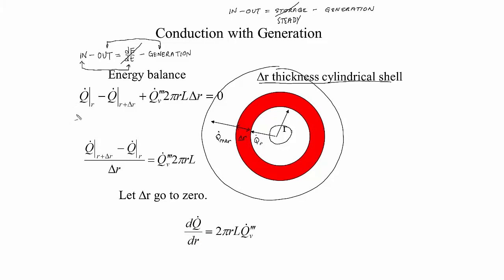So coming into this control volume of delta r thickness is a Q dot r, so this is in. And going out is a Q dot at r plus delta r. And we are taking the generation to the other side of this equal sign, and this is the generation. So this is the volumetric generation.